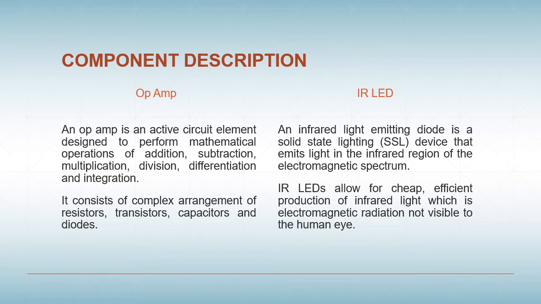IR LED. An infrared light-emitting diode is a solid-state lighting device that emits light in the infrared region of the electromagnetic spectrum. IR LEDs allow for cheap, efficient production of infrared light, which is the electromagnetic radiation not visible to the human eye.